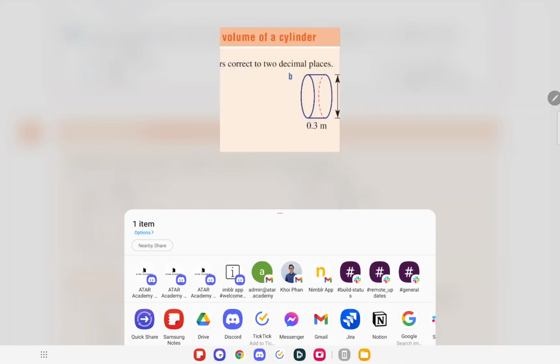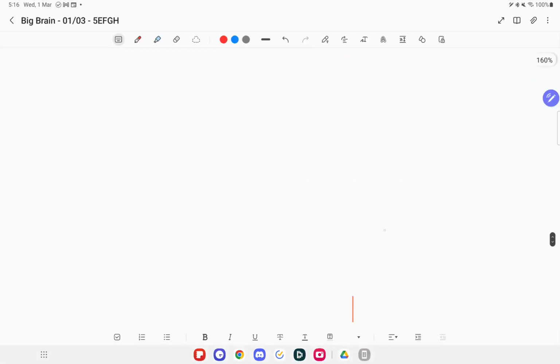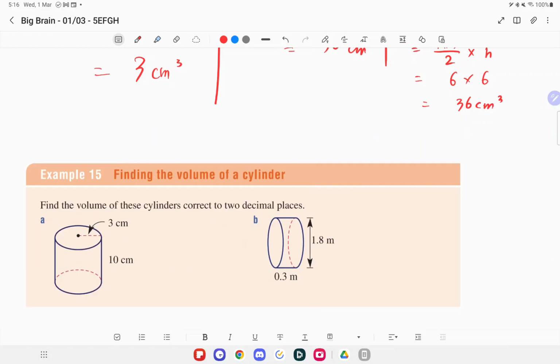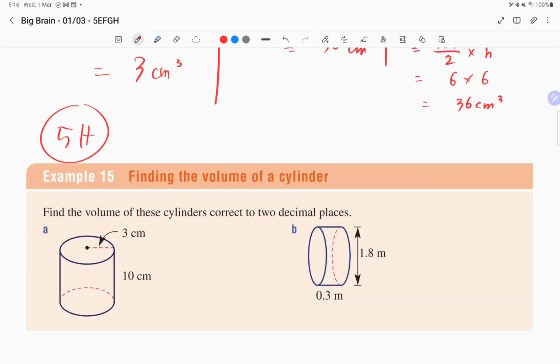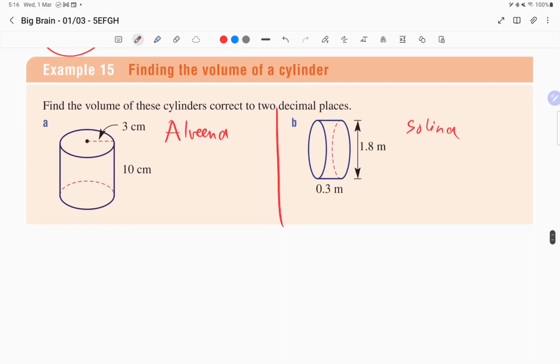Okay, so for this one, use your calculator. Alvina, can you try question A and Selena try question B for me? Alvina on A and Selena on B. I forgot the formula already. The formula is the area of the circle times the height. Oh, okay. Remember, it's just the area of the uniform cross section times the height. That's the volume.